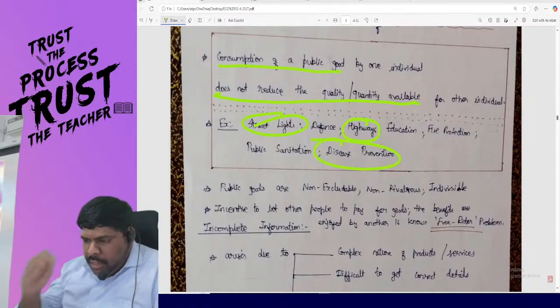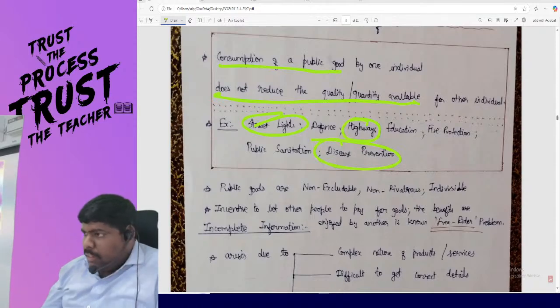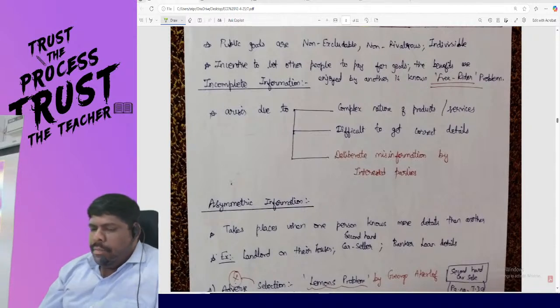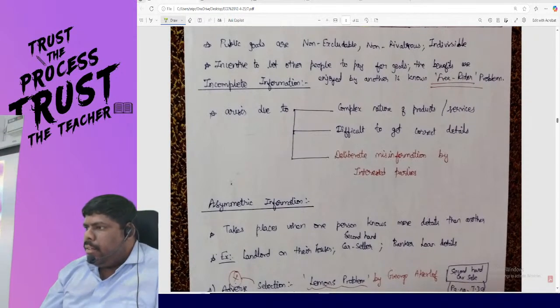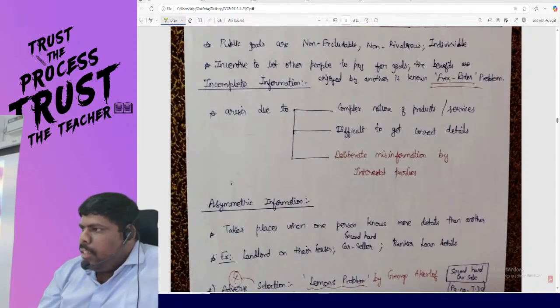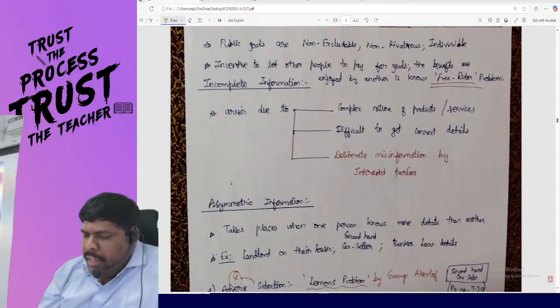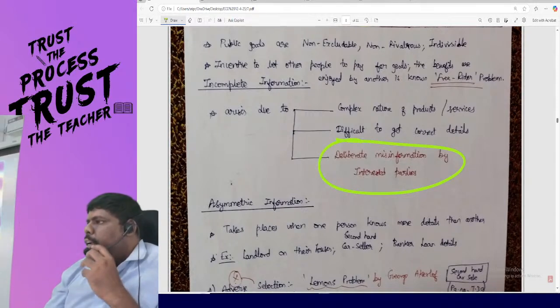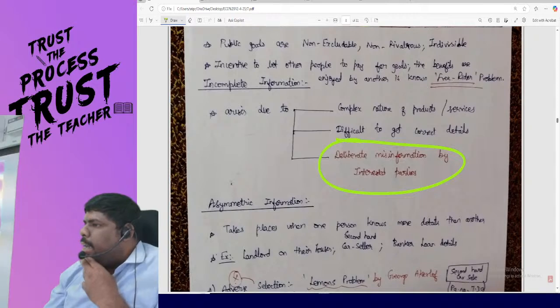That's all. So listen, this is with reference to public goods, and the fourth one was incomplete information. Okay, the fourth cause of market failure. Incomplete information arises due to the complex nature of the product, difficulty in getting the correct details, and deliberate misinformation by the interested parties. This is mostly used with reference to second hand selling goods.